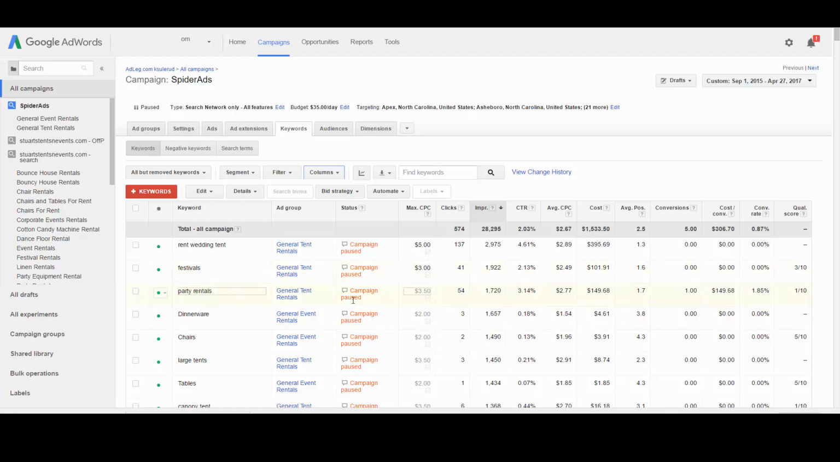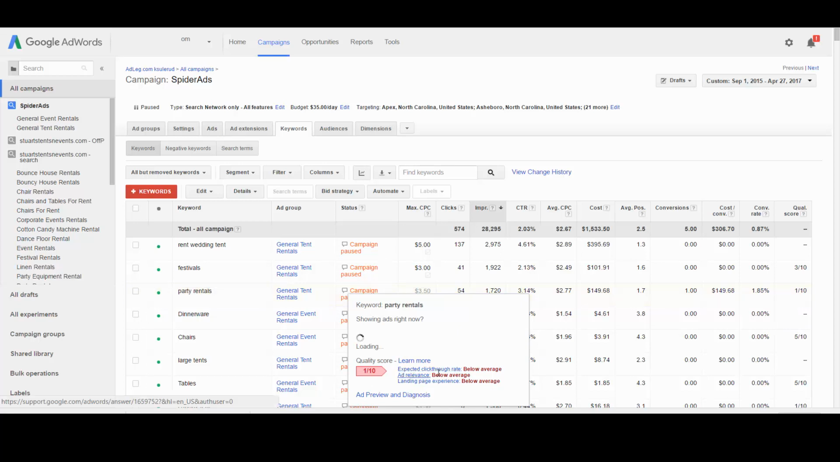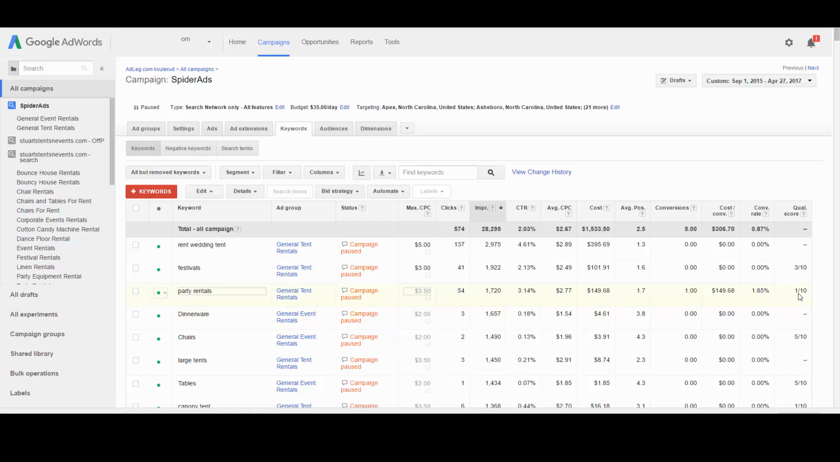And the reason, so we can actually see the reasons for the quality score. If we hover over this bubble, it's going to tell us our expected click-through rate is below average, our ad relevance is below average, and our landing page experience is below average. Okay, so basically everything Google's looking at to calculate quality score is below average, so we're left with a 1 out of 10.